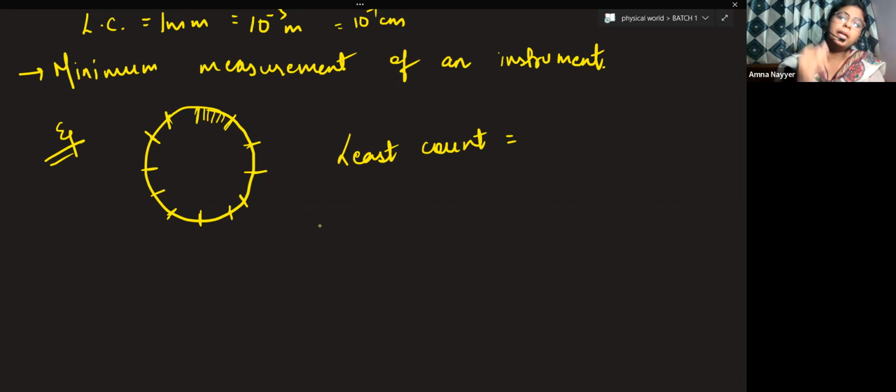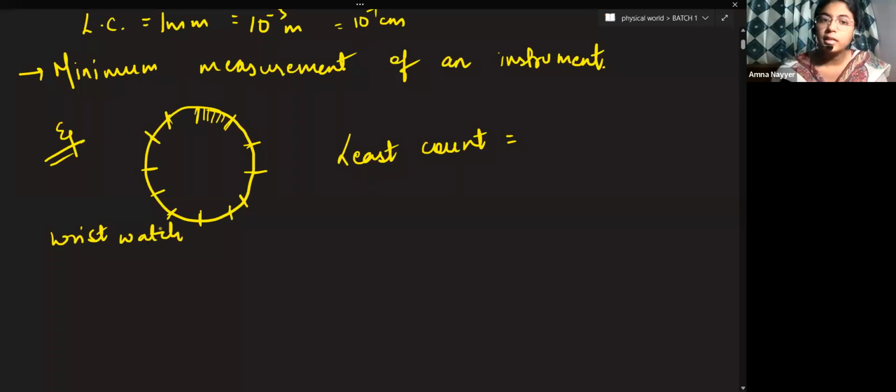The minimum measurement of an instrument. The instrument here is the wristwatch. So what is the minimum measurement that it can give? 1 second. It can give us 1 hour, it can give us 12 hours even. The clock can measure up to 60 minutes, which makes 1 hour. But the clock can also measure 1 second, and this is the minimum amount which is possible.